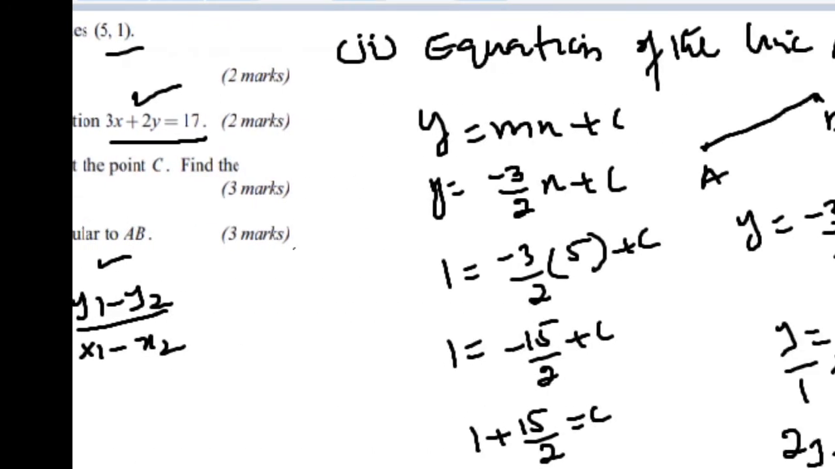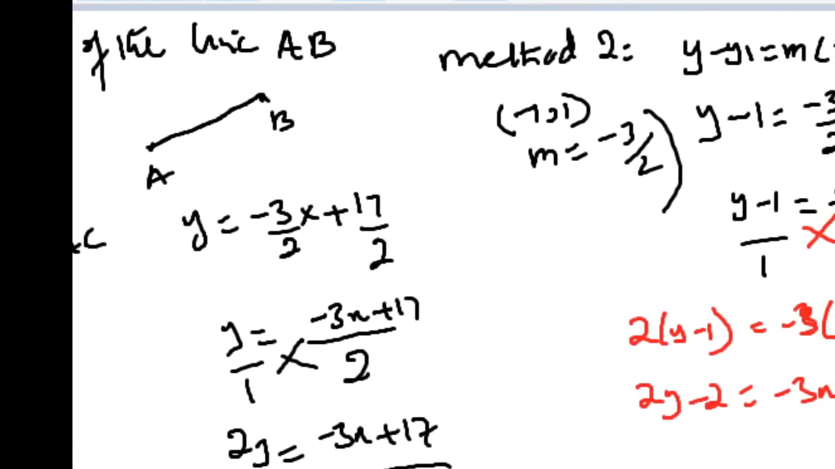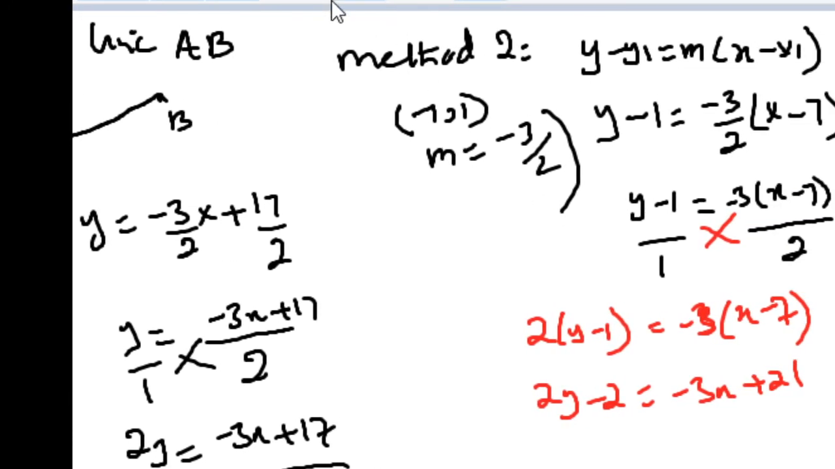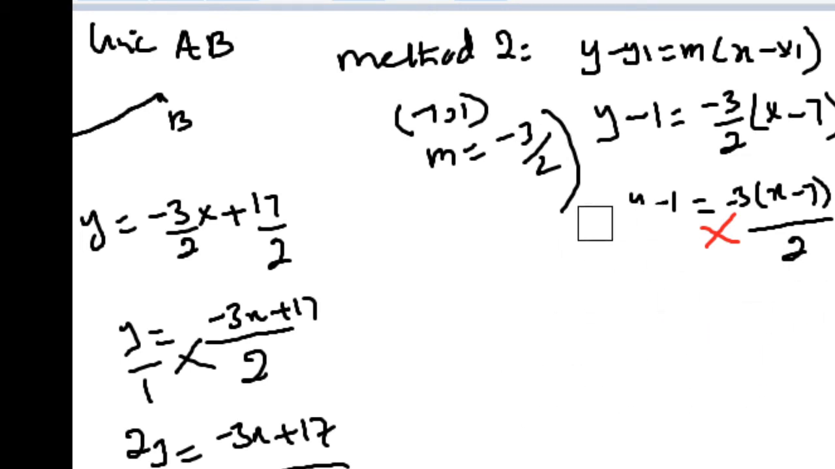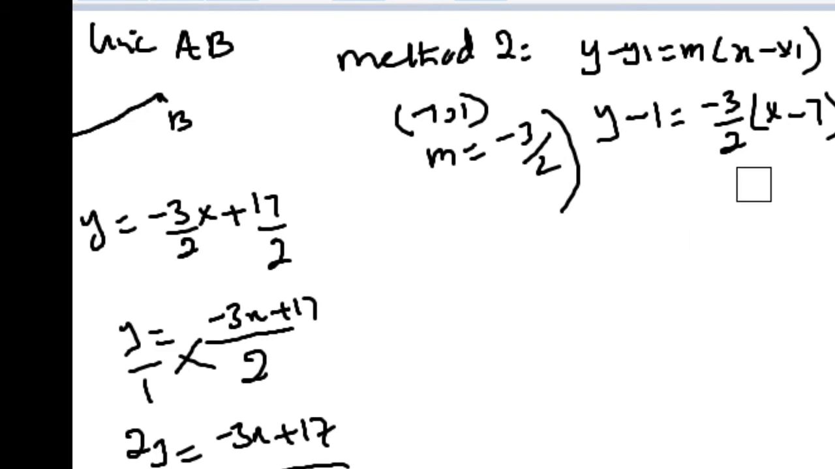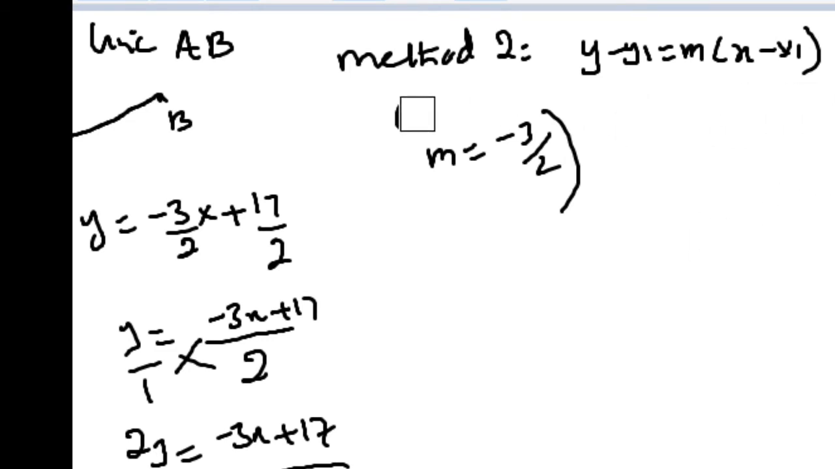Oh, I took the point wrong. I took the point C. It's very clearly visible here that there is a mistake. The mistake is because of the point. I took the wrong point there. The point is not 7 1. The point is basically 1 7. So see here, the point is 1 and 7.